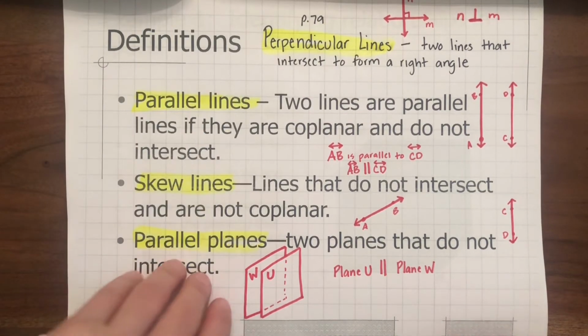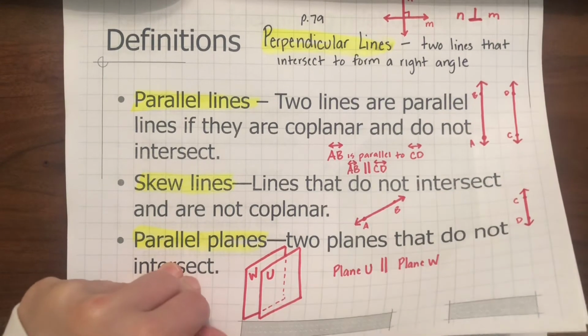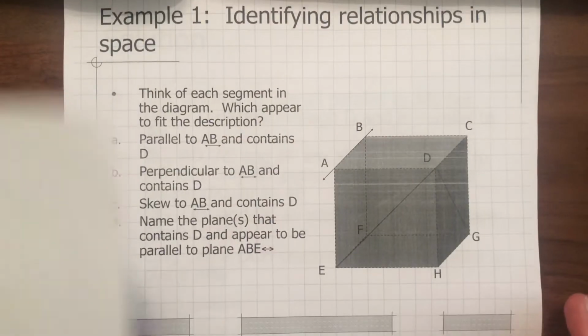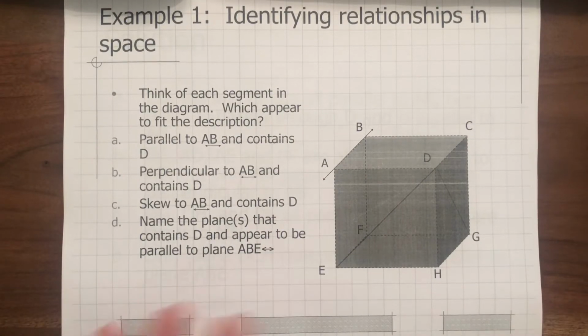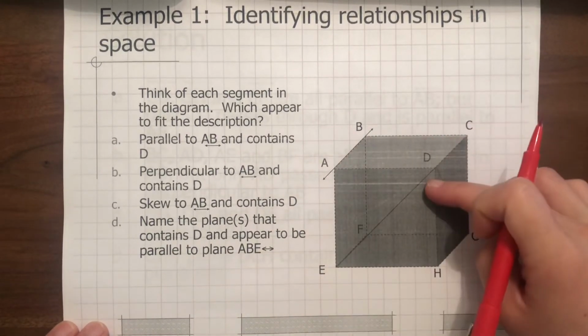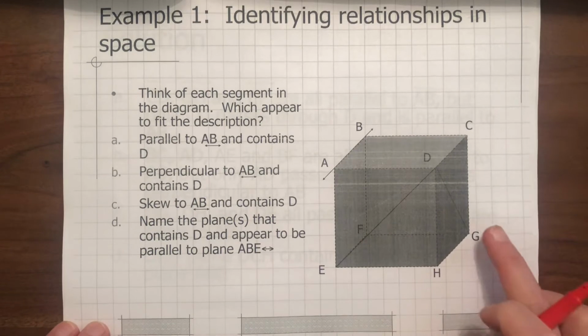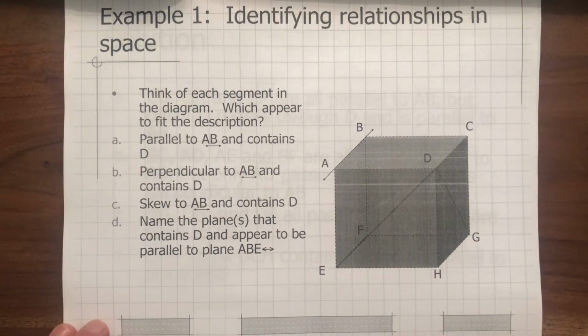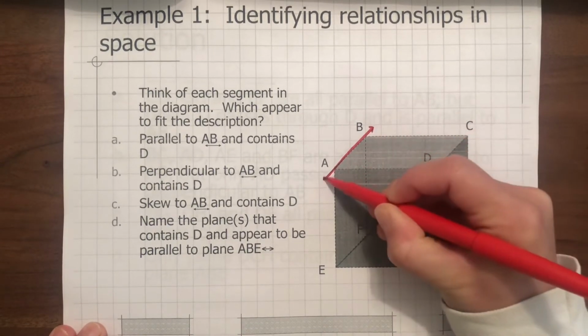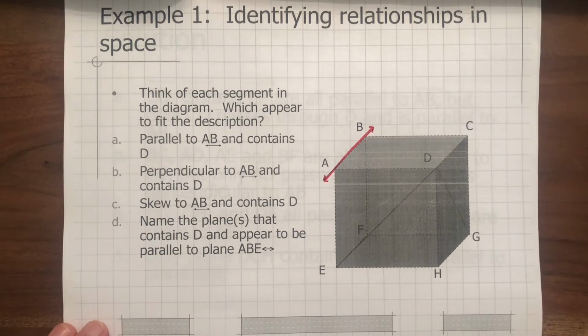All right, so let's go back to this section and look at our first example. Here, we're going to identify some relationships in space. So we're going to look at this cube and look at each different line separately. If we look at this cube, we have a lot of points. So A, B, C, D up here, and then we have E, F, G, and H down here. So basically, this would make the line AB, okay?